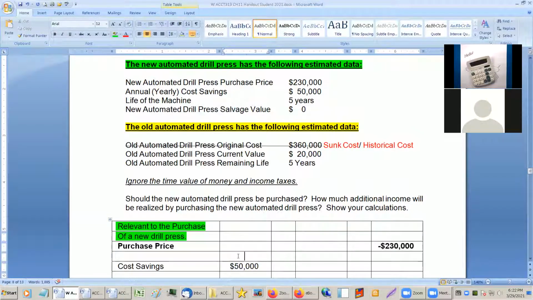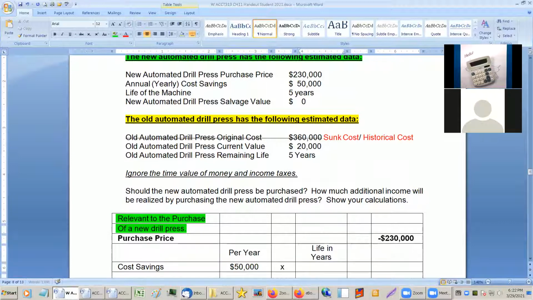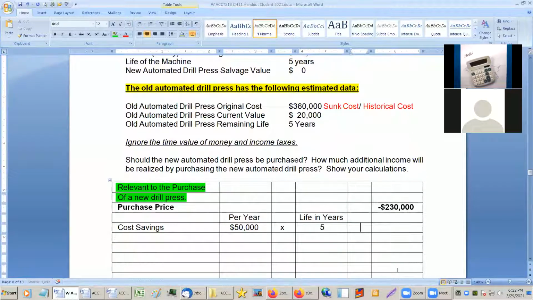So this is per year. And we're going to have it for how many years? 5. Yep. Life of the machine. Okay, life in years is 5. So that equals, so this is cost savings. This is going to reduce our cost by $250,000. So will this be a plus if we buy the new equipment or a minus?